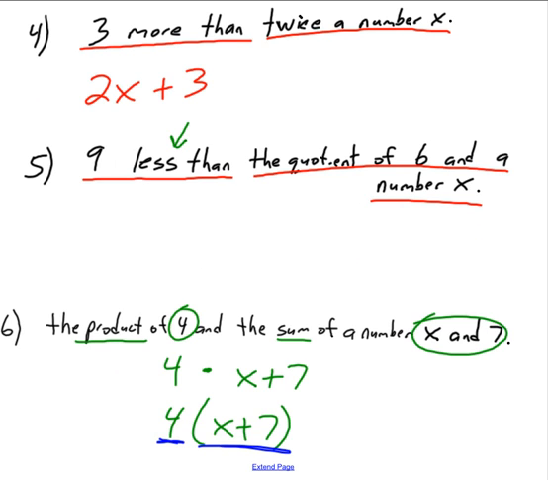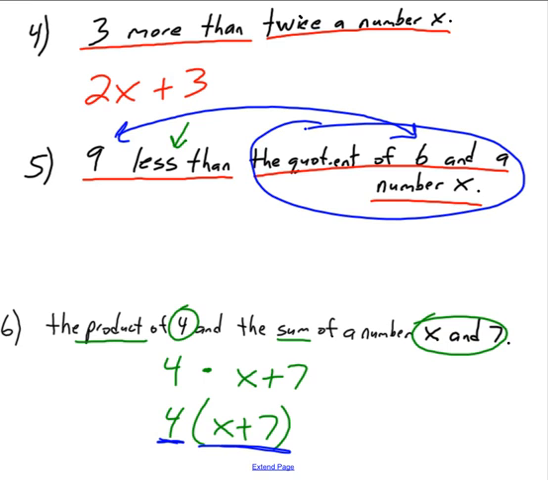So 9 less than, again, that's going to switch everything. So that 9 is going to end up at the end, and this other stuff's going to end up at the beginning. So 9 less than the quotient of 6 and a number x. Okay, so we're going to start over here. The quotient of 6 and a number x is like this. And then 9 less than that means minus 9. Okay.